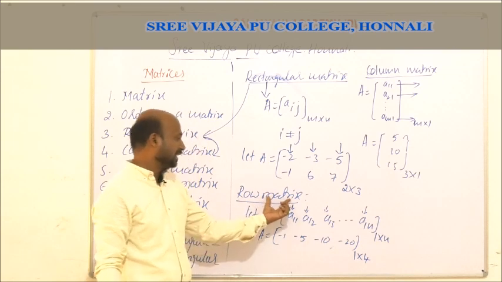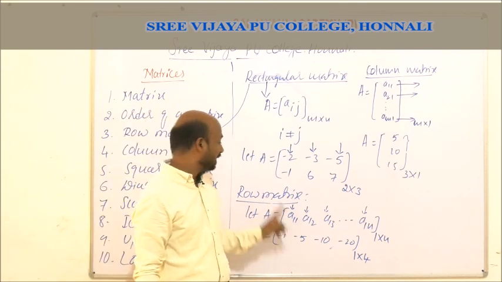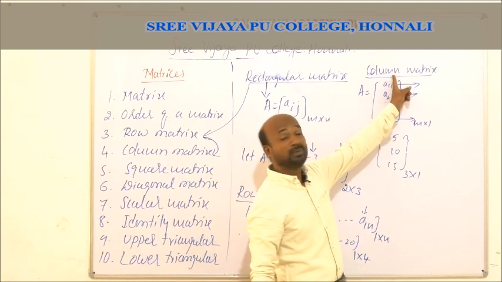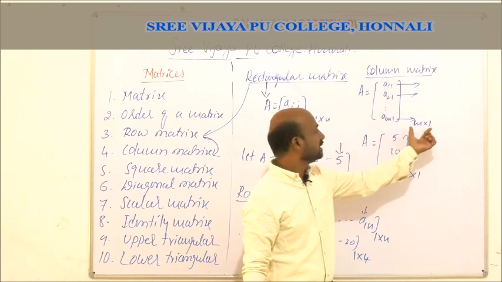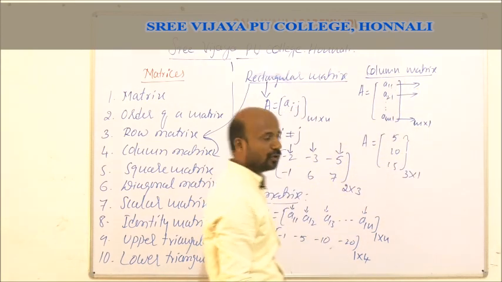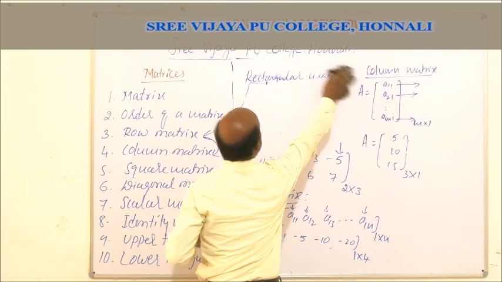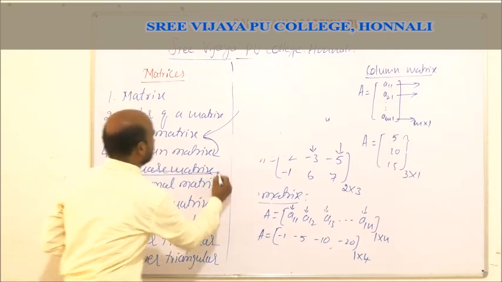A matrix is said to be a row matrix if it has only one row and its order can be taken as 1 by n. A matrix is said to be a column matrix if it has only one column and its order can be taken as m by 1. So after this, we shall discuss the square matrix.